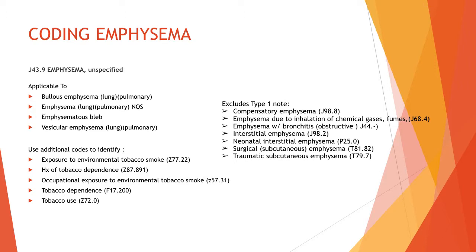We do have some Excludes1 notes listed below. And we also have use additional codes to identify if the patient was exposed to environmental tobacco smoke, if the patient has a history of tobacco dependence, occupational exposure to environmental tobacco smoke, tobacco dependence, and if the patient is currently using tobacco.